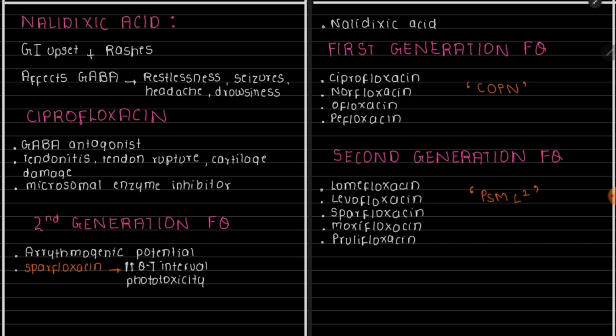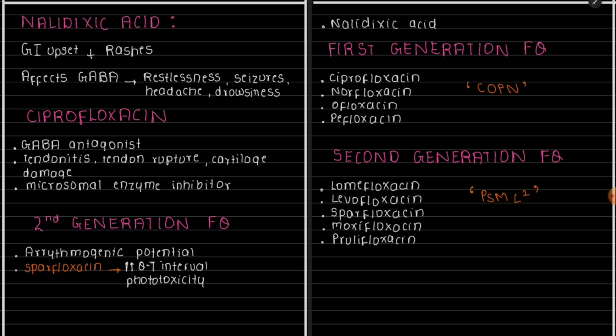A very important side effect of ciprofloxacin is tendinitis, tendon rupture, and cartilage damage. This is the reason why ciprofloxacin is contraindicated in small children, infants, and in the elderly age group. Ciprofloxacin is also a microsomal enzyme inhibitor. This is important because this can lead to the therapeutic failure of another drug which is given with ciprofloxacin.